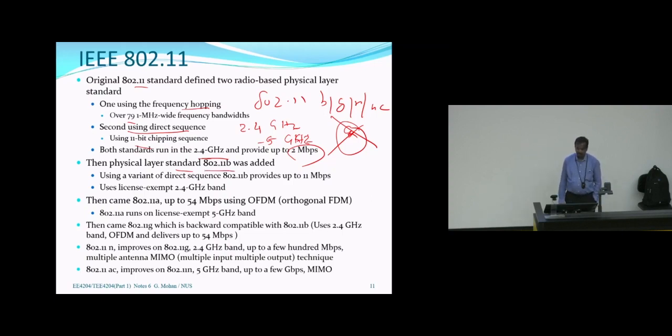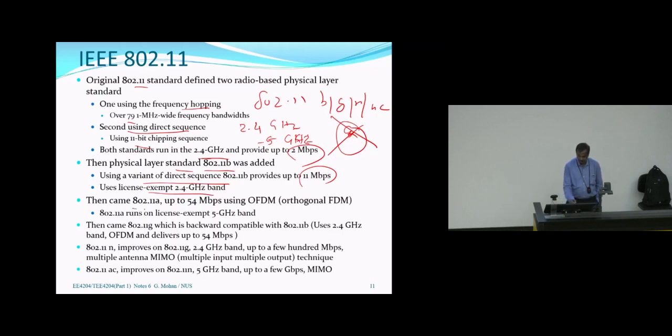802.11b. Before A, B was developed. It uses a variant of direct sequence. The data rate is 11 Mbps. It was seen as a huge improvement, 11 Mbps. Again, it uses the 2.4 gigahertz. Please note that these bands are license exempt. There are restrictions on power and other things, but for using it, nobody has to pay the government to use the frequencies.